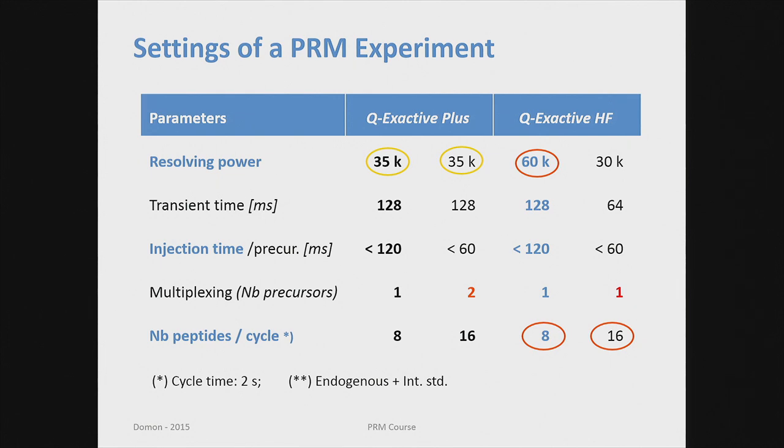So this is a complicated table. The numbers are different depending on the platform you're using, but in essence, what I try to show you here is that you can really limit the discussion to a very small number of parameters.